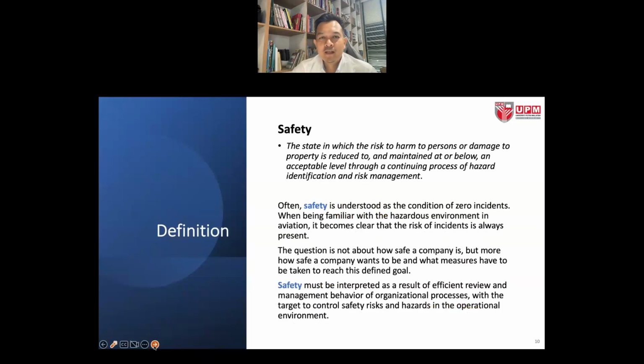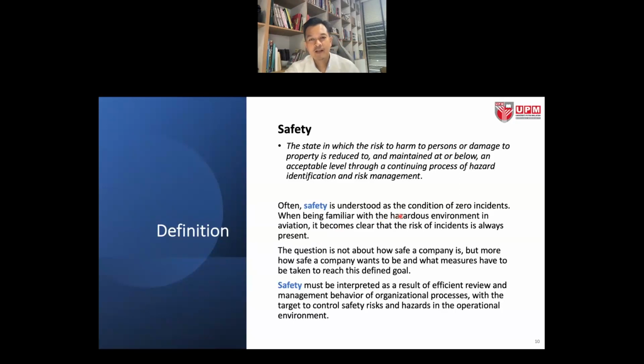How about safety? We have already looked at hazard just now. Safety is the state in which the risk of harm to persons or damage to property is reduced to and maintained at or below an acceptable level through a continuing process of hazard identification as well as risk management. So often, safety is understood as the condition of zero incidents.